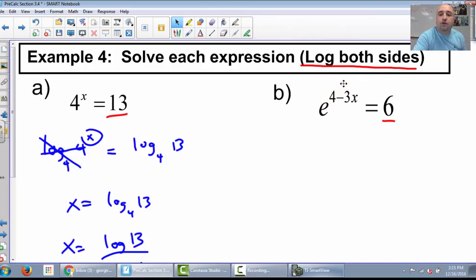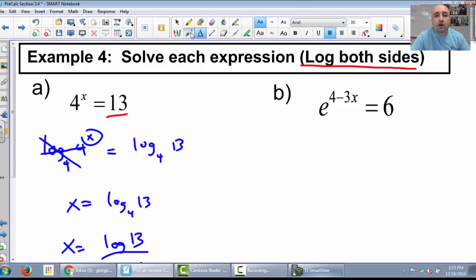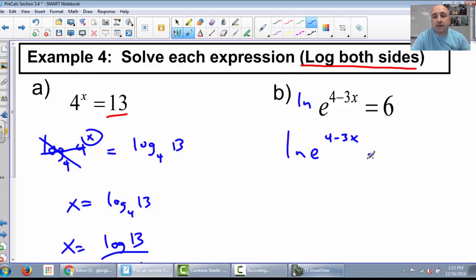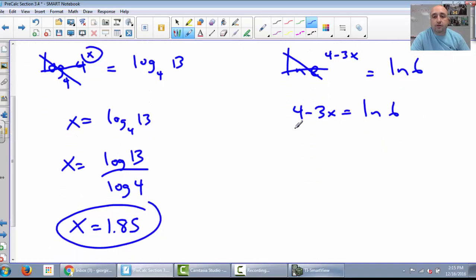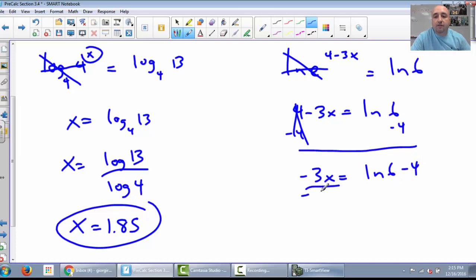Okay, so what do I need to do to get rid of the e? All right, so instead of logging both sides, I'm going to natural log both sides. So I'm going to do ln of e to the 4 minus 3x equals ln of 6. ln of e cancels. I'm left with 4 minus 3x equals ln of 6. So I'm going to subtract 4. Remember, I'm trying to get the x by itself, so I'm going to subtract 4. So negative 3x equals ln of 6 minus 4. And then I'm going to divide by negative 3 to get the x by itself.